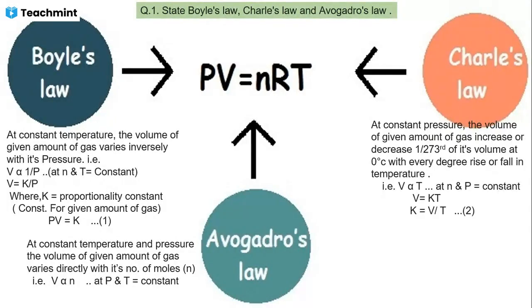Then third, Charles' law. At constant pressure, the volume of a given amount of gas increases or decreases by 1/273 of its volume at 0 degrees centigrade with every degree rise or fall in temperature. Volume is directly proportional to temperature: as the temperature changes, the volume increases or decreases, at constant n and P. Therefore V = KT, where K = V/T.